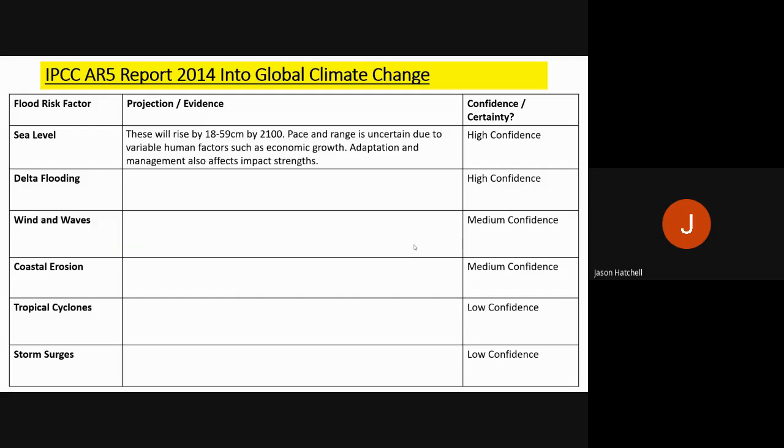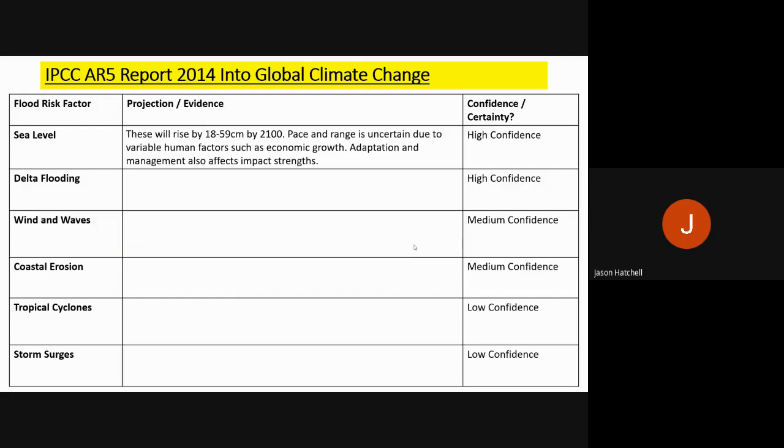The projection is that sea levels will rise between 18 and 59 centimeters by 2100. Now, the pace and the range of that rise is uncertain. And adaptation and management strategies are in place in a lot of countries around the world. So it's very hard to tell how many people may be severely affected by it. But there is a high confidence that the sea levels will rise by 2100 by at least 18 centimeters and possibly more than that.